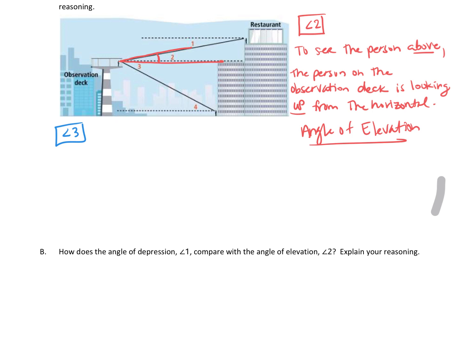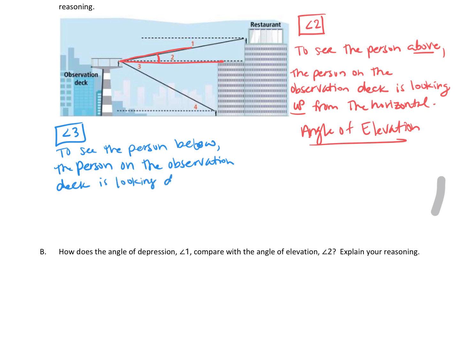Okay, so to see the person below, the person on the observation deck is looking down from the horizontal. That is why it is an angle of depression.